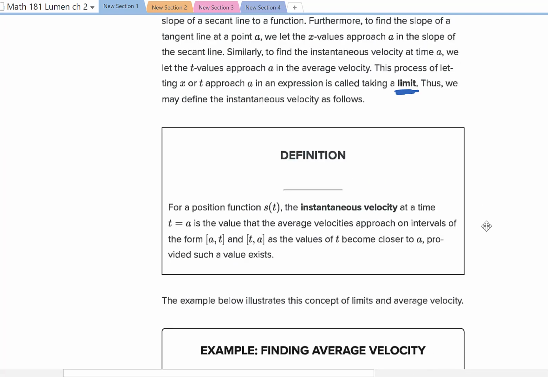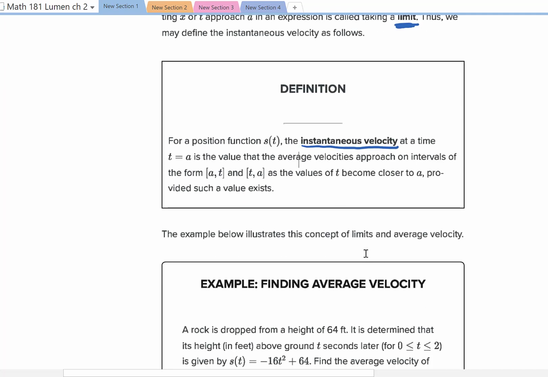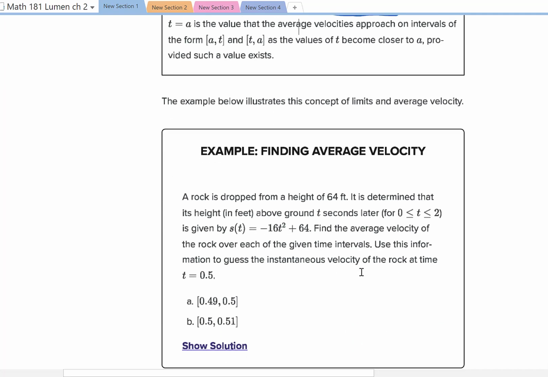Okay, so definition. For a position function s of t, the instantaneous velocity at time t equals a is the value that the average velocity approaches on intervals of the form from a to t and t to a, as the values of t become closer and closer to a, provided such a value exists.